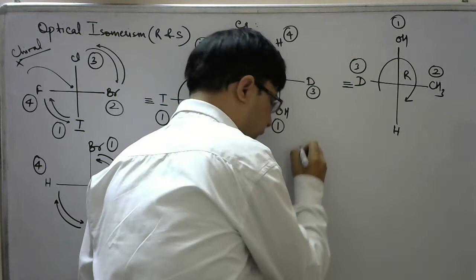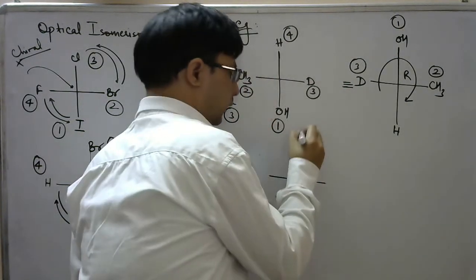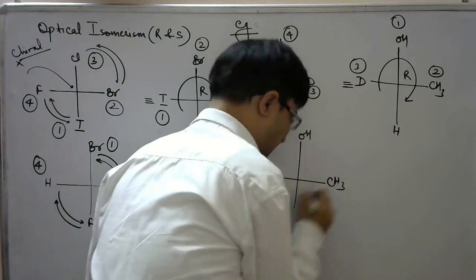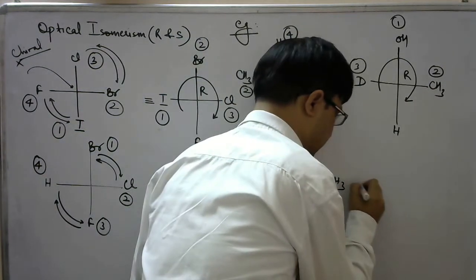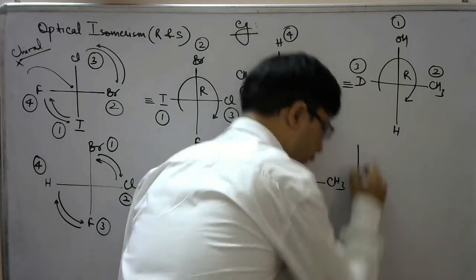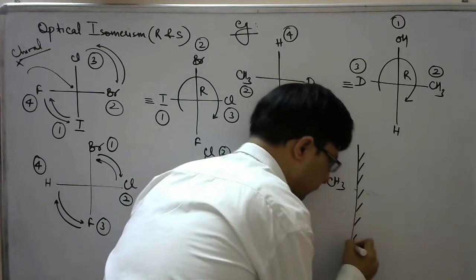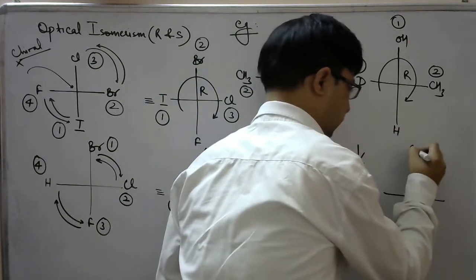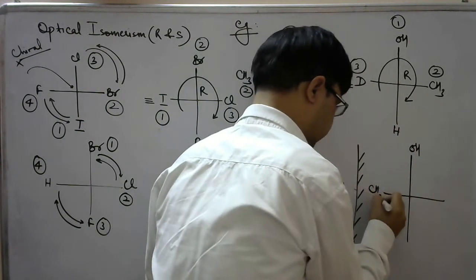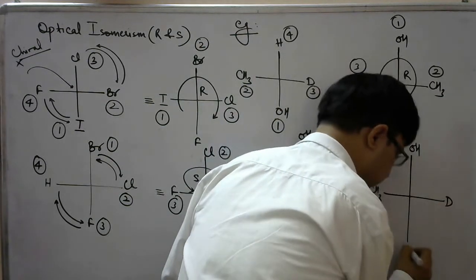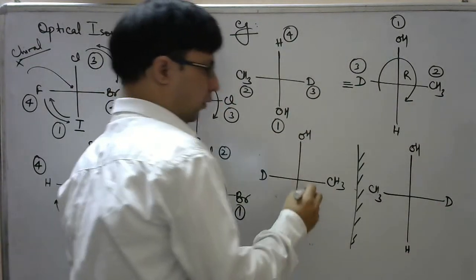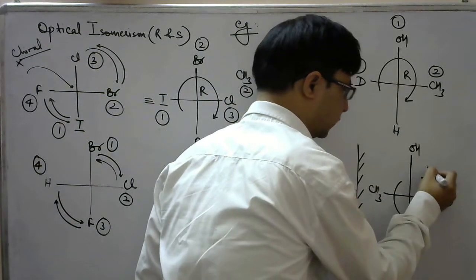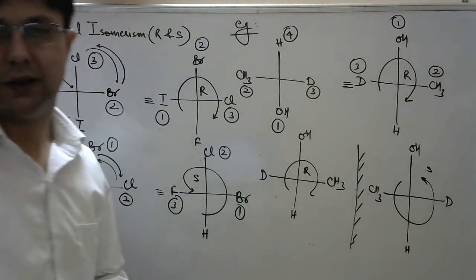Once I have decided the configuration of this molecule, I can form the mirror image of this compound. This is OH, this is CH3, this is D, this is H. So I can say that this was R, so definitely this will be S. So they are enantiomers. Is it clear?